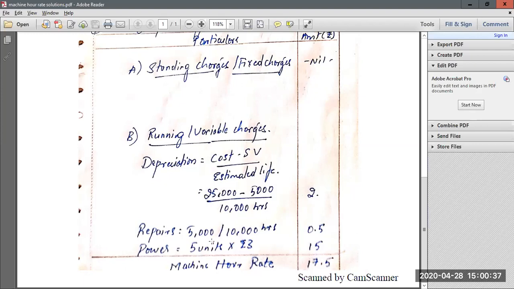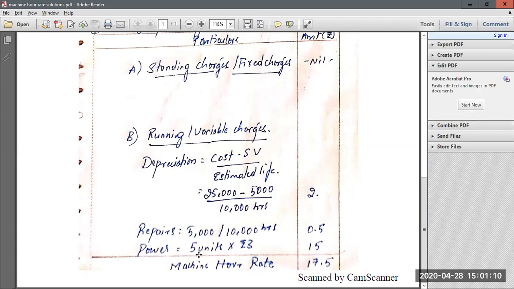Then again repairs is 5,000 rupees. Now they have given this 5,000 for the effective working life. That means this repair charge of 5,000 will be for the entire life of the asset. Suppose let us assume the life of the machinery is 5 years. That means for the entire 5 years your repair charges will be 5,000. So whenever they give repair charges for the entire life, you have to divide by the effective working life of the machinery, 5,000 by 10,000 hours. So you will get 0.5.